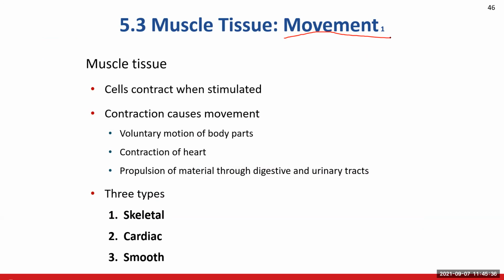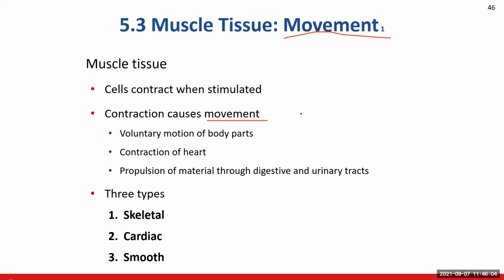Then we can get into the special details when it comes around to movement. But basically, when the cells of this type of tissue are stimulated, all right, they contract. And that contraction creates the movement that we're looking at. And so we'll deal with the different types here. So we'll see voluntary movement of body parts. Well, that's great. We need that if we want to type something out or put something into our mouth to eat.